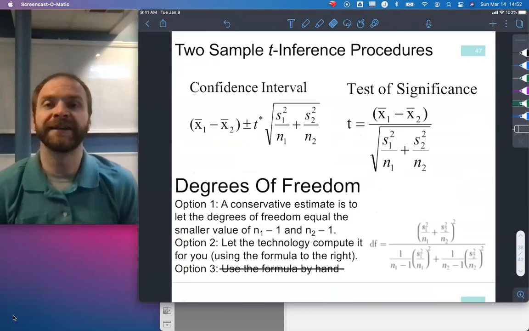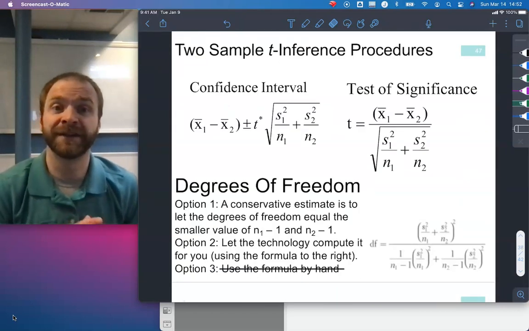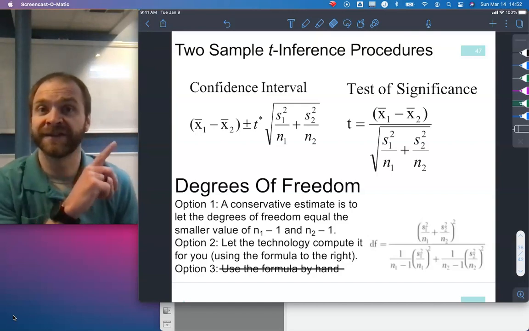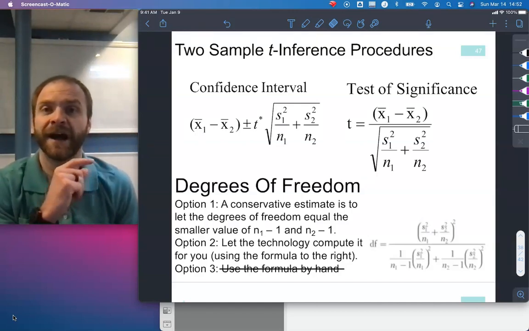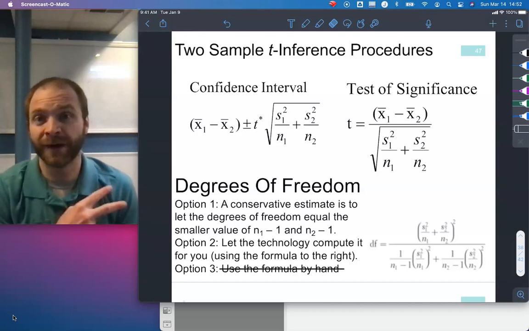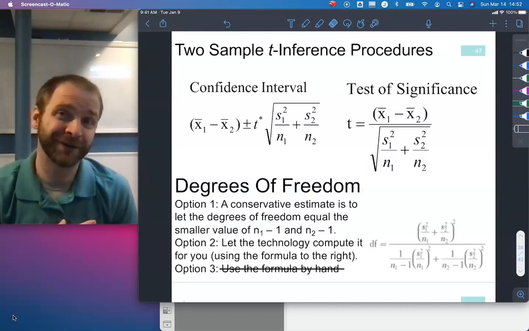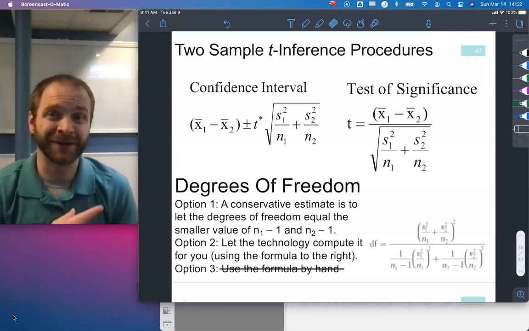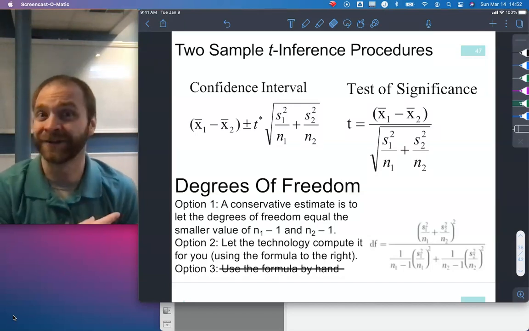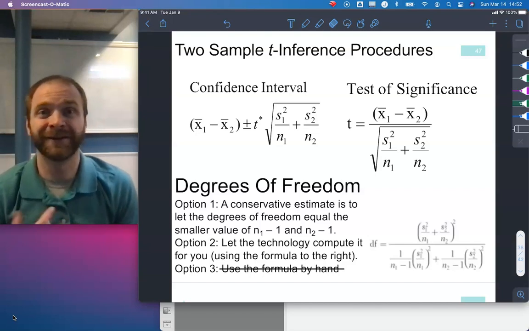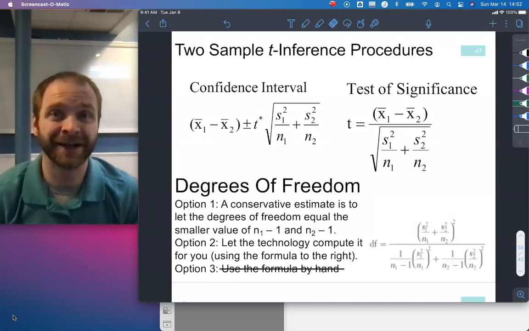And you have the idea of some things with two sample t procedures, confidence intervals, t tests of significance, degrees of freedom. Remember, there's two options. You can see there's technically three options. We didn't tell you there is a formula for degrees of freedom. I would rather use the conservative approach or have my calculator do that formula for me. So we don't consider there to be 3. And that's the end of the video.